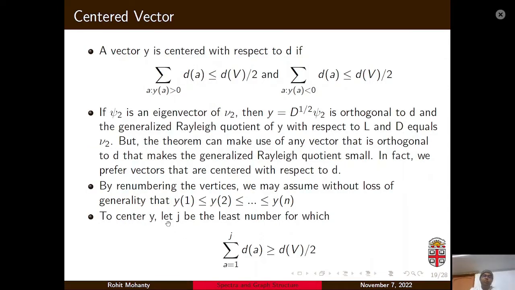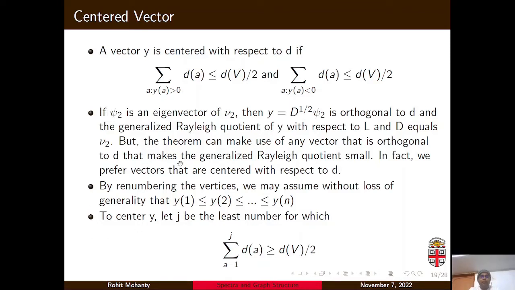Now before moving forward, let's discuss what a centered vector is. A vector y is centered with respect to D if the sum of all da for all a such that ya is greater than 0 is less than or equal to dV by 2, and the sum of all da for all a such that ya is less than 0 is also less than or equal to dV by 2.